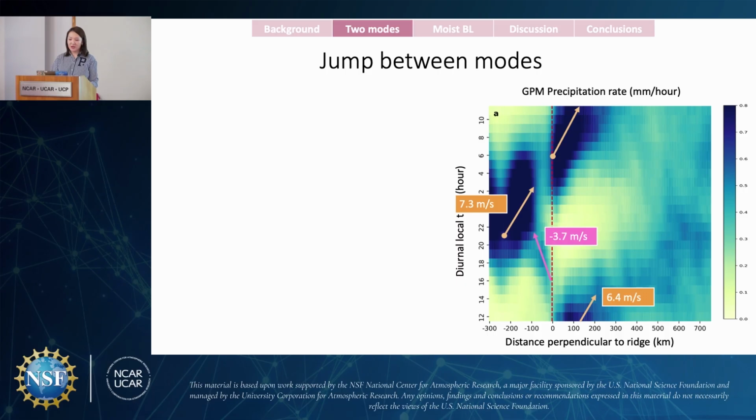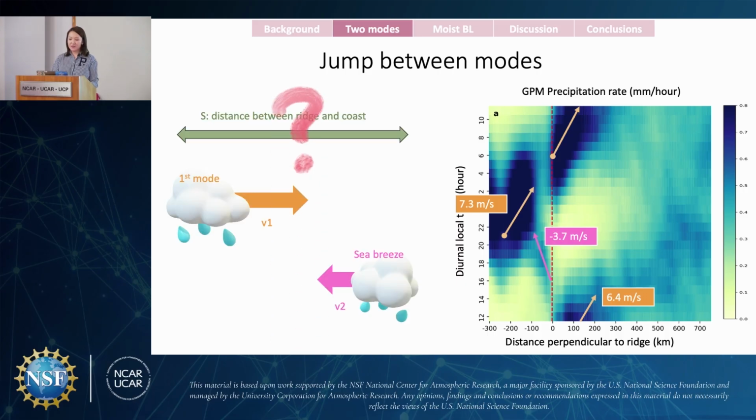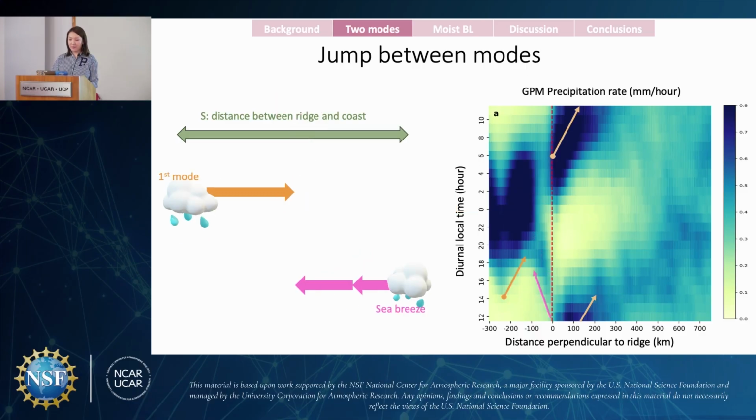The next question becomes a simple math problem. Given the distance from the ridge to coast, where will they meet? Based on simple calculations, they are expected to meet about 6 hours later at about the halfway point of the distance. During this time, the sea breeze, acting as a colder density current, travels around 110 kilometers, which is also the distance where the cold air remains trapped in the boundary layer. This explains why the first mode of convection struggles to propagate further, leading to a jump of nearly 100 kilometers.